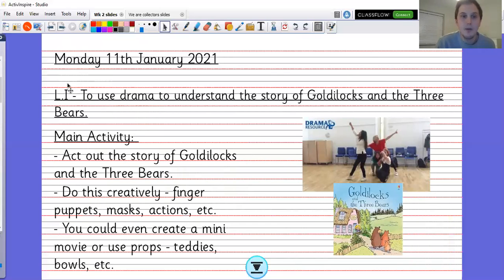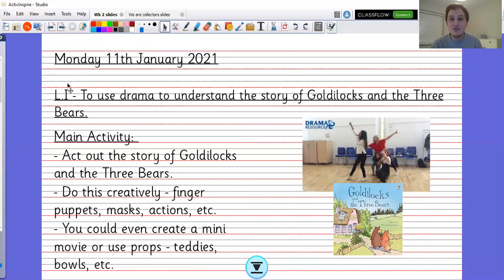Excellent. So now we're moving on to our main activity today. What I'd like you to do is act out the story of Goldilocks and the Three Bears. So I'd love you to do this creatively. Maybe you could make some finger puppets of the bears and you could act it out using your fingers as the characters. You could have Goldilocks coming in and then the Three Bears. That would be fantastic. Or you could make some masks and you could be the characters.